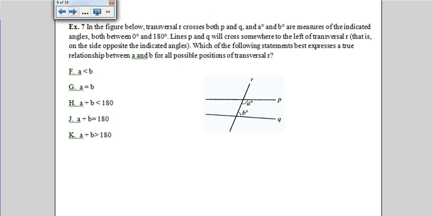In the figure below, transversals R cross both P and Q, and angles A degrees and B degrees are measures, blah, blah, blah. Lines P and Q will cross somewhere to the left. So way over here, these guys are going to eventually intersect. The question is, which of the following statements is true about the relationship for A and B? Now, you got to think about this.